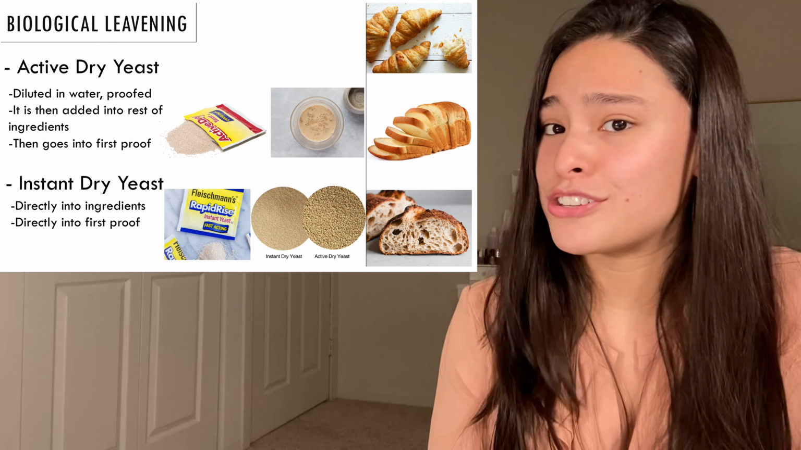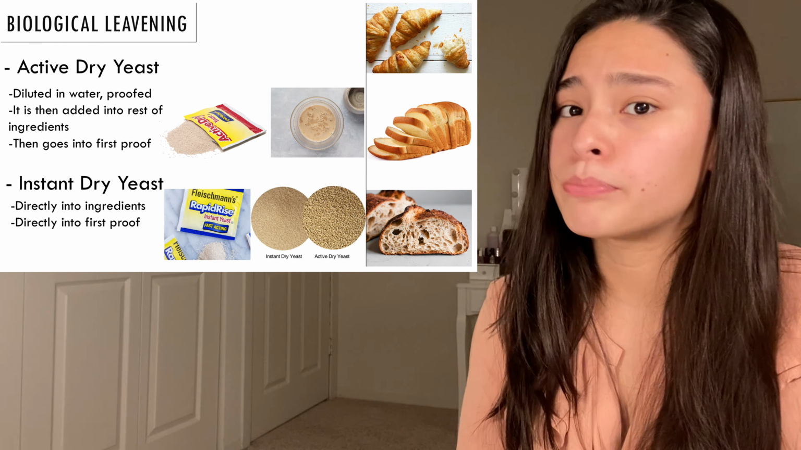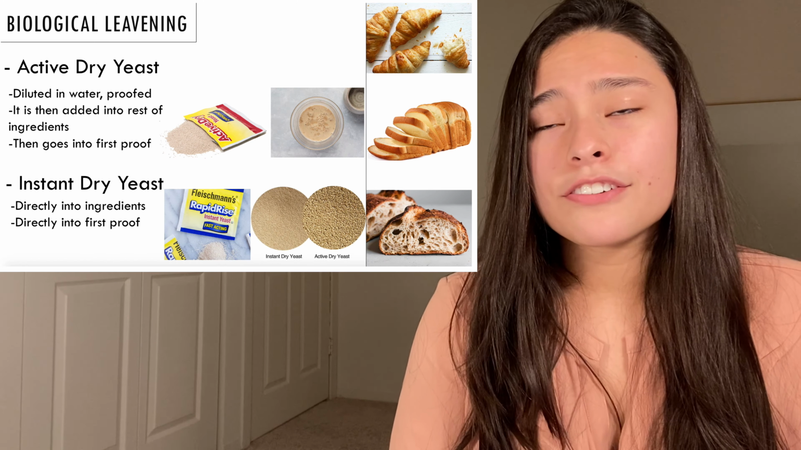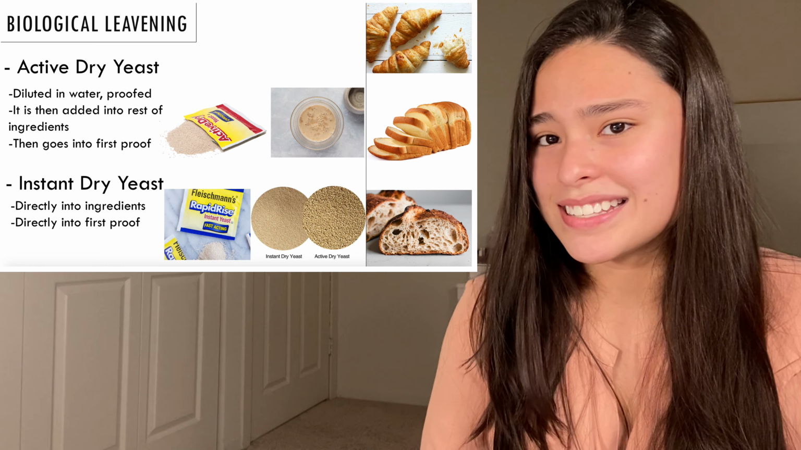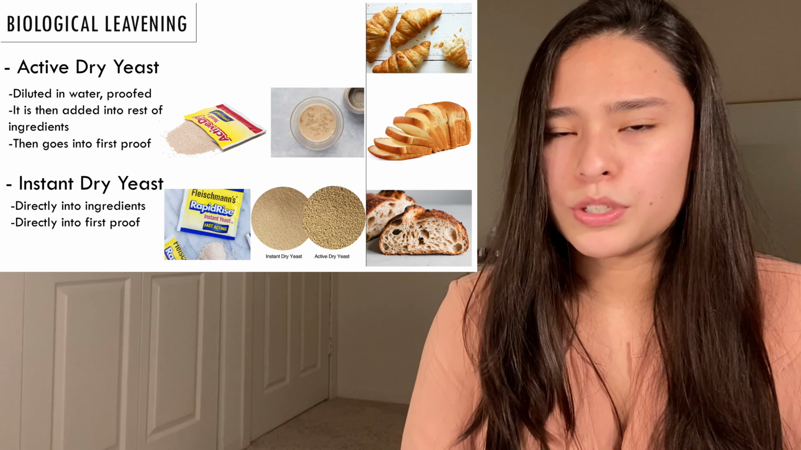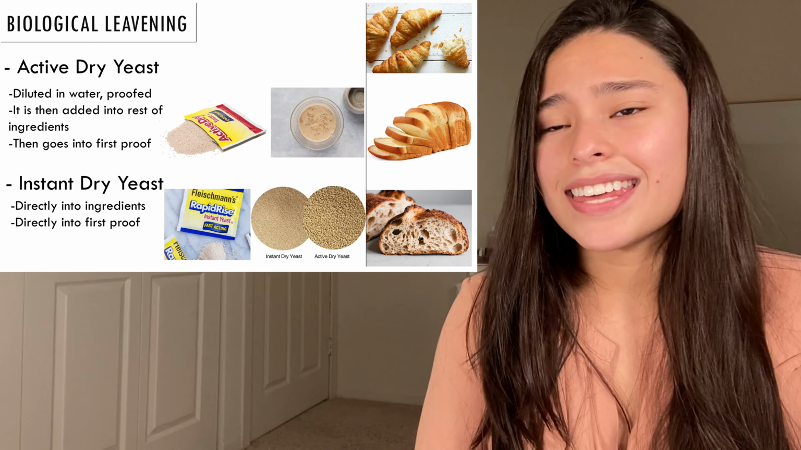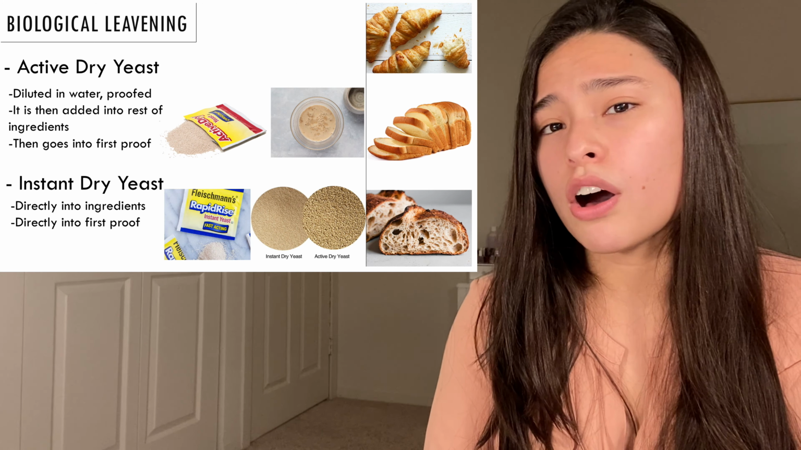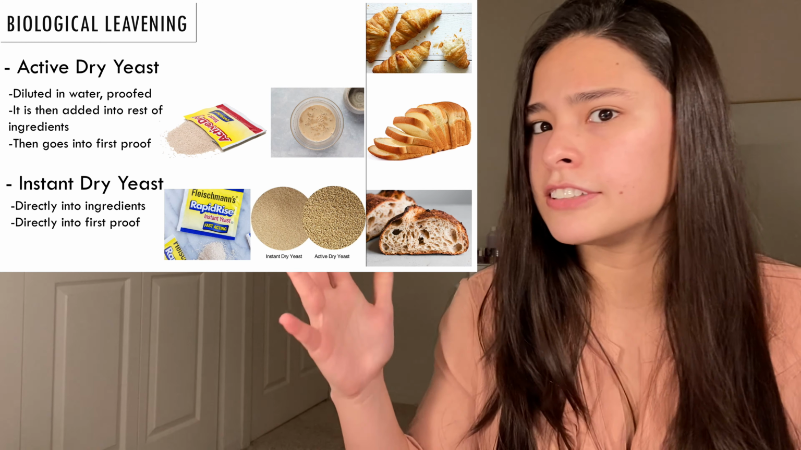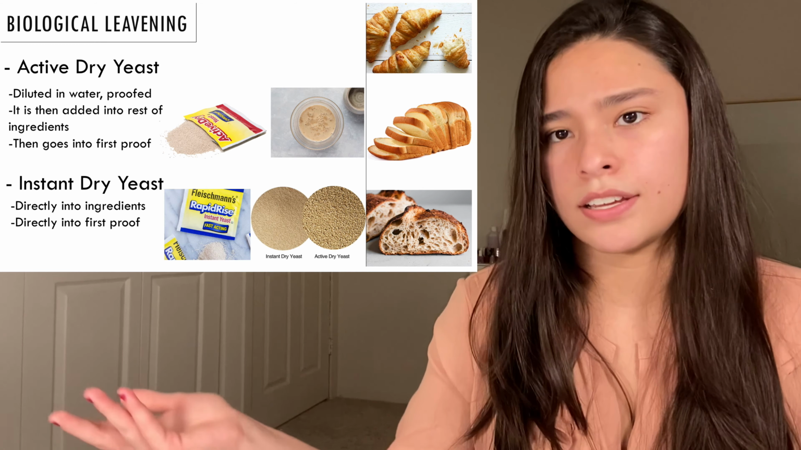Next, we have biological leavening agents, which are most commonly used for breads, for croissants, French bread, sourdough bread. The first type of yeast that we have in biological leavening agents would be the active dry yeast, which is very commonly used and mostly used in breads. The active dry yeast, you have to dissolve the yeast in water and then let it rise for 10 to 15 minutes before you add it to the rest of the ingredients to create the dough, and then it goes to the first proof.